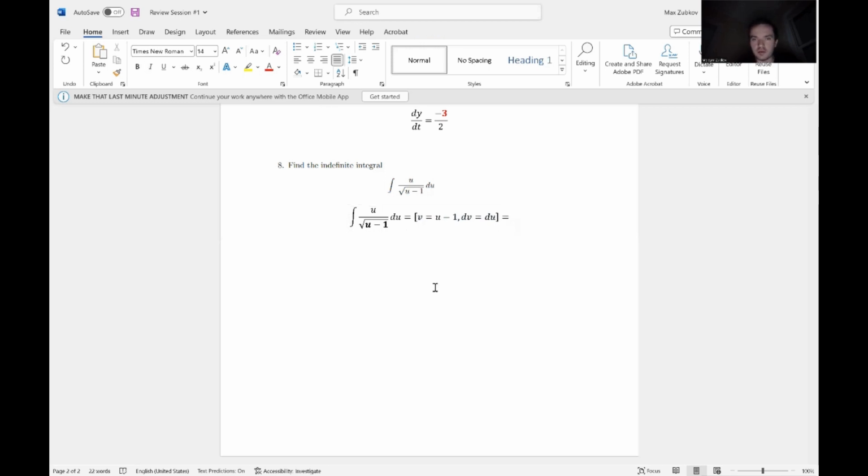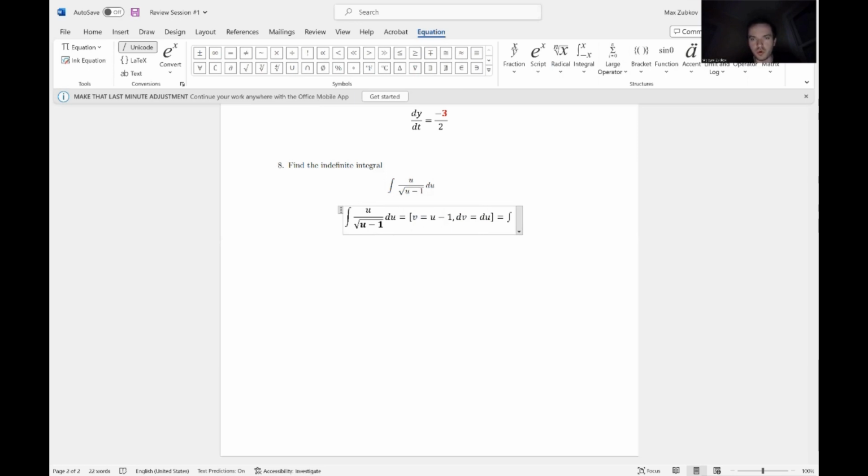Then I'm going to rewrite my integral in the following way. On the bottom, I'm going to have the square root of what? The square root of v, because u minus 1 is equal to v. Then my du is equal to dv. But on the top, I have u, and there's a small problem. Whenever you integrate with respect to variable v, you want to make sure that your whole function is in terms of just one variable, v in this case. But from this expression, I can express u in terms of v: u is equal to v plus 1. That's why here I'm going to write v plus 1, and then this integral is going to become trivial.